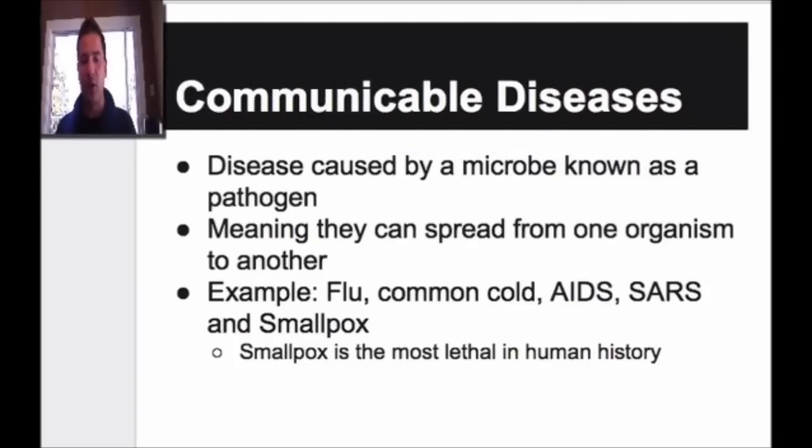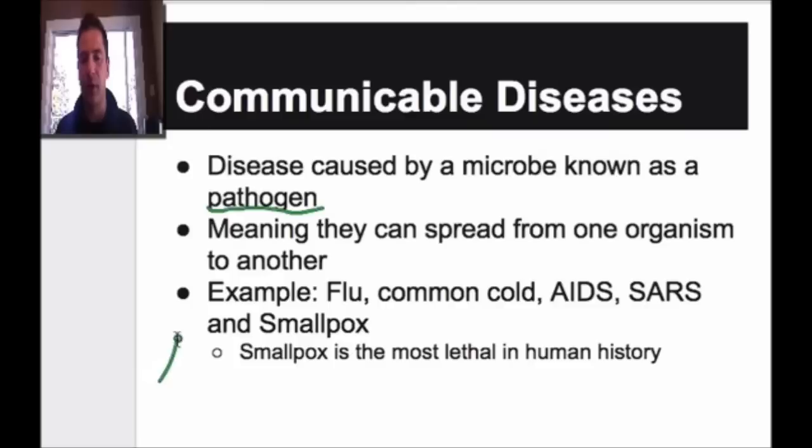So first thing we need to talk about is what is a communicable disease. So disease is something that's caused by a microbe known as a pathogen, and we have another screencast that's going to actually discuss pathogens in more detail: viruses, bacteria and such, fungi, and so you can view that to better understand what's going on. But a communicable disease means that we can spread it from one organism to another. And there's a variety of ways we can do that.